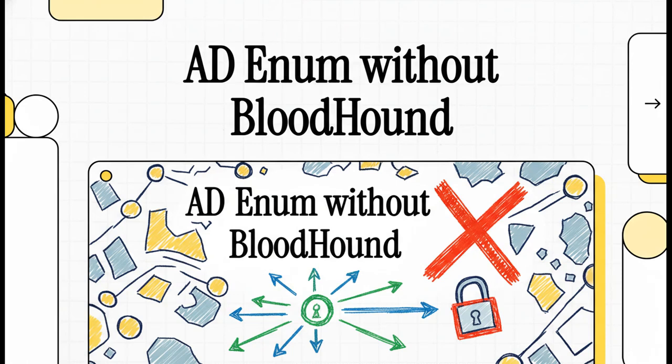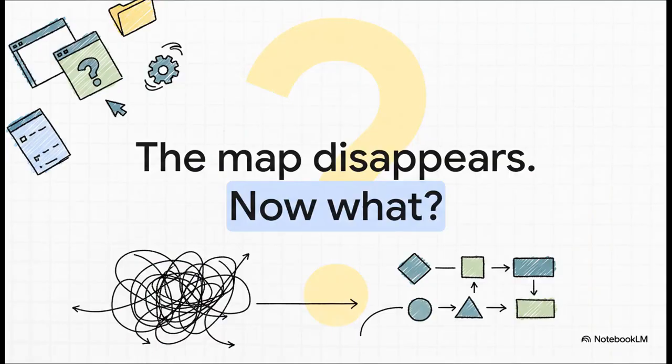All right, let's talk about something that gives every cybersecurity student a minor heart attack. You're in a timed Active Directory lab, you go to use your favorite tool, BloodHound, and nope, it's blocked. It's off limits. Suddenly, that beautiful map you rely on is just gone. And just like that, poof, everything feels like random Windows noise, doesn't it?